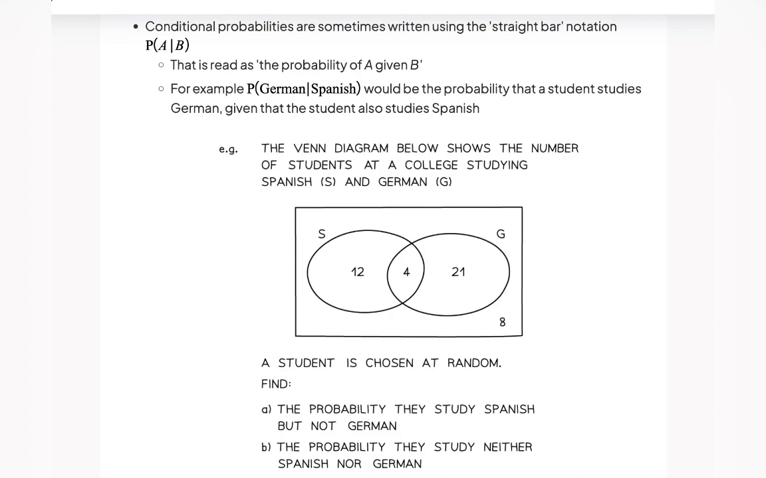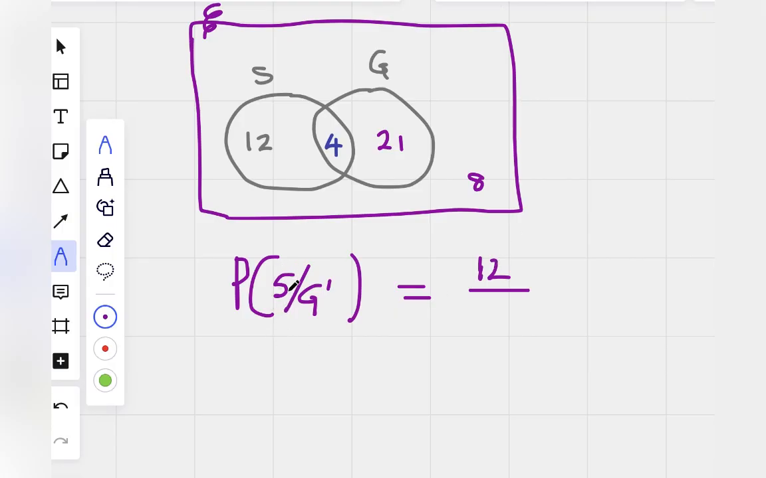So if you are asked to find the probability of students who study Spanish and not German, don't say 12 plus 4, which is 16. If you write 16 here, you've included 4 students who also do German as a language, because these 4 encompass those who study both Spanish and German. So in this case, we're not going to include this. We say 12 for students who study Spanish only over the total number of students, and the total number of students is 12 plus 4 plus 21 plus 8.